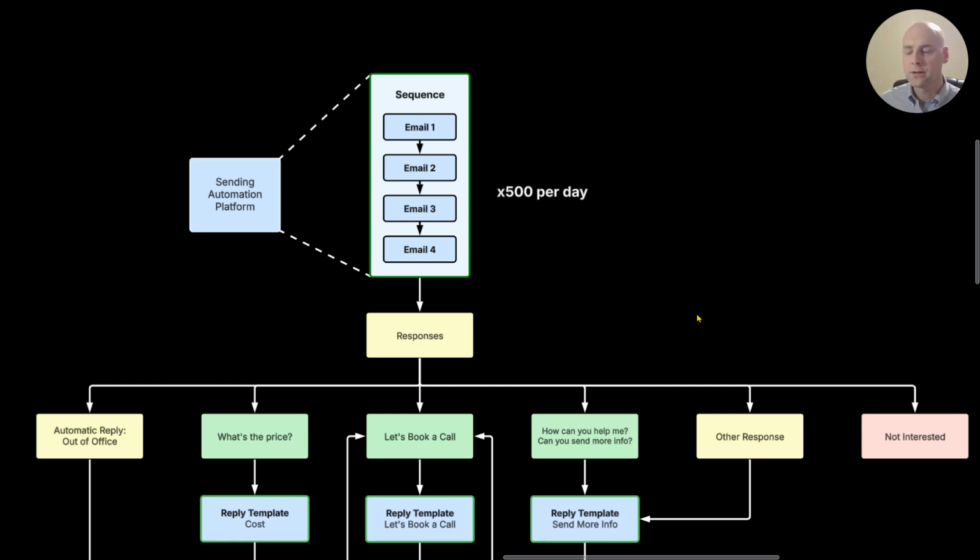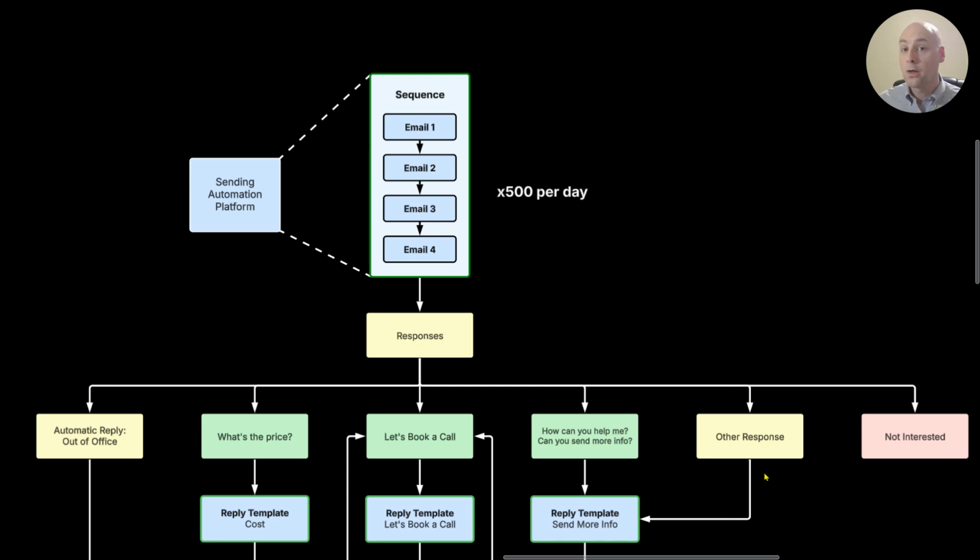But the advantage here is that we're using reply templates where we already have a response crafted. We just have to fill in a little bit of the information. And based on different types of questions, if someone asks about price or cost structure, we have a response for that. If someone says they want to book a call, we have a response for that. If someone says, hey, can you send me more information? We have a response for that to send more information.